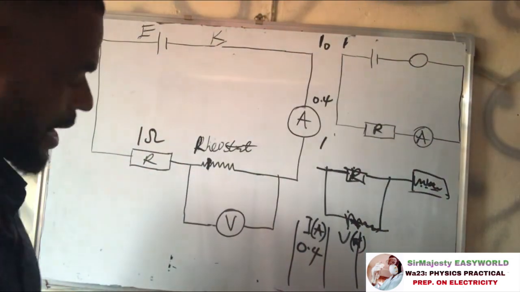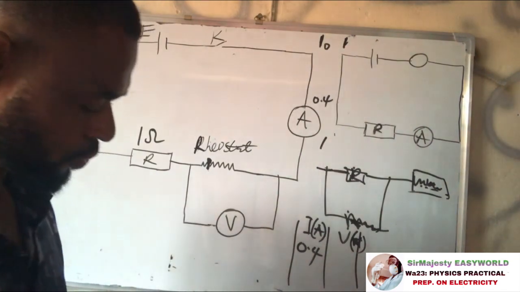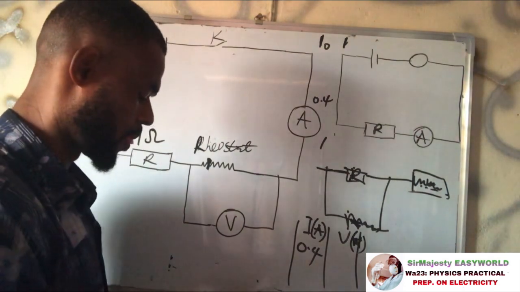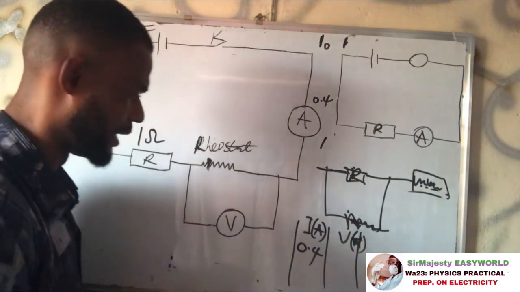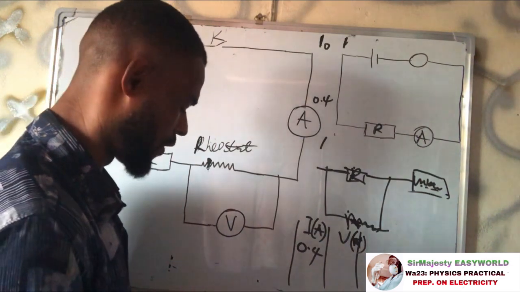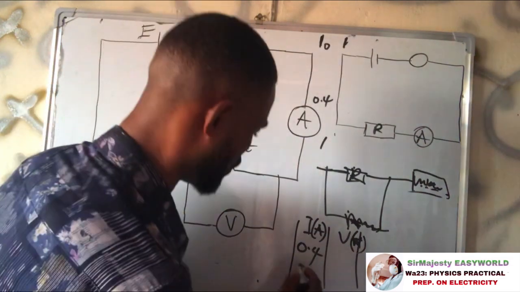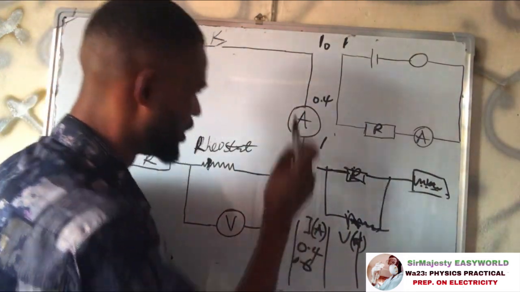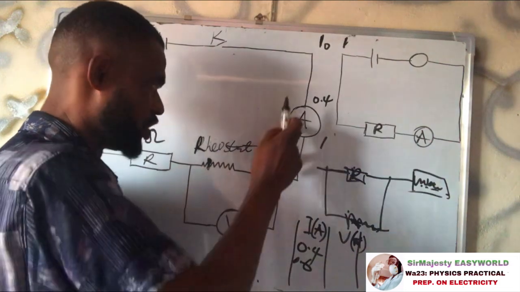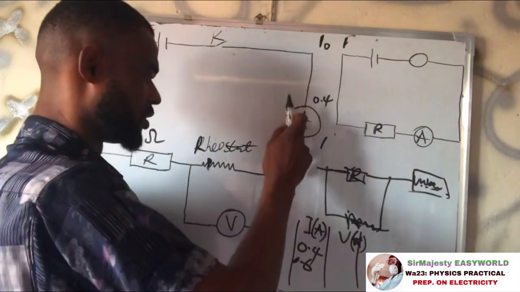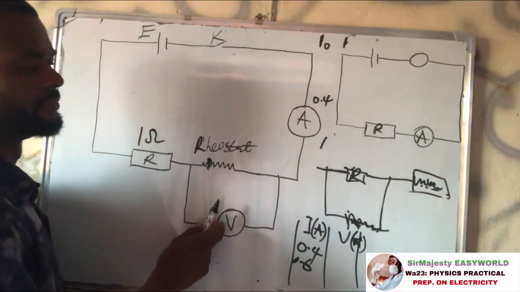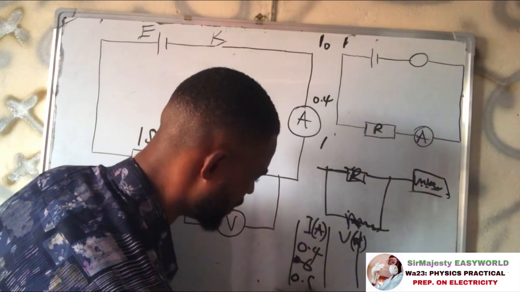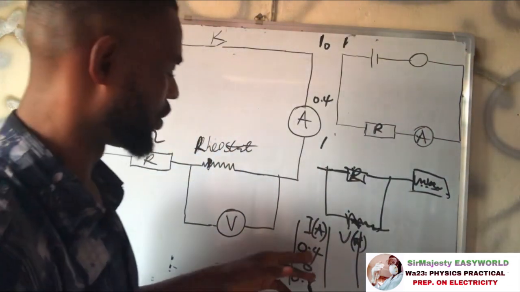Then, after doing that, you continue again. You repeat the procedure by adjusting the rheostat again to obtain a reading of 0.6, that is the ammeter reading. When it is 0.6, just adjust this until this one now reads 0.6. When it reads 0.6, then take a reading of this one. You write it. Then after 0.6, you adjust again to obtain 0.8. Remember, I am using 0.4 here.